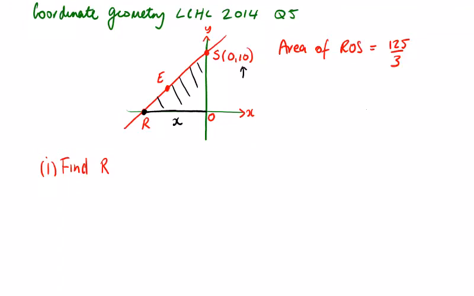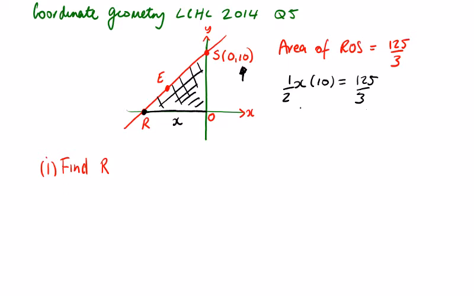Coordinate Geometry 2014. This is question 5. We're given this diagram and we're told the area of this triangle is 125 over 3 and we're asked to find the point R. So if we call the base x, we can say half the base by the height. The height is 10. This value here is equal to 125 over 3.